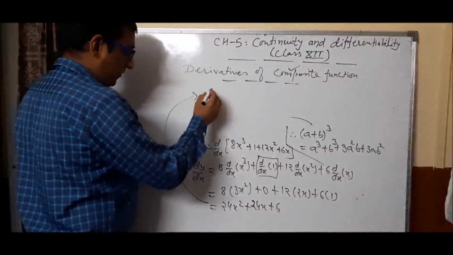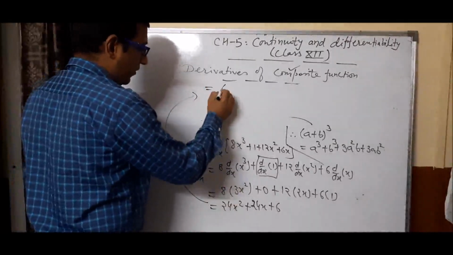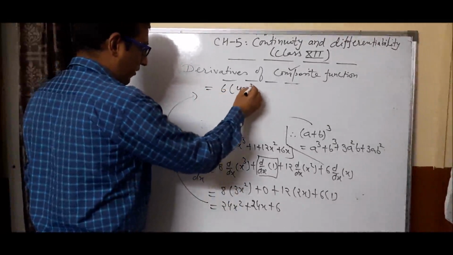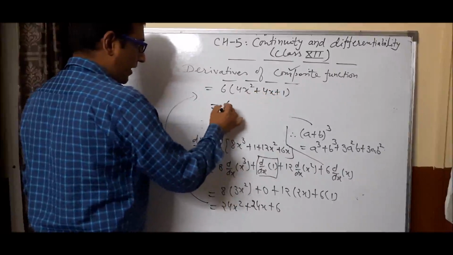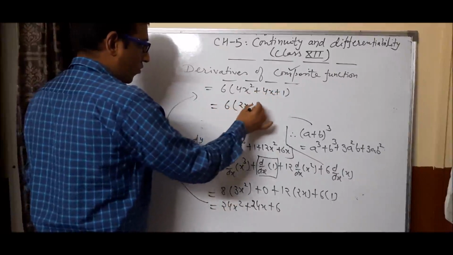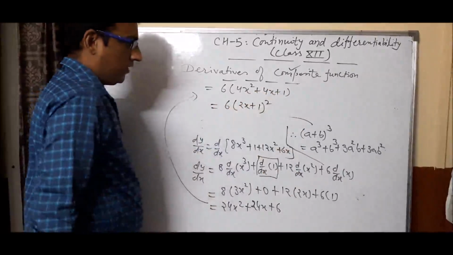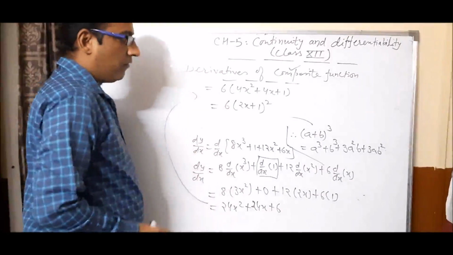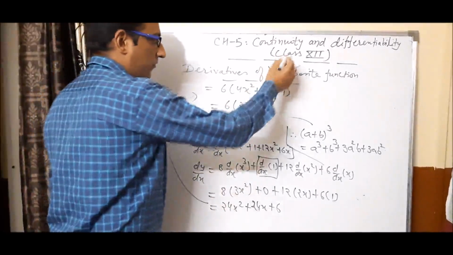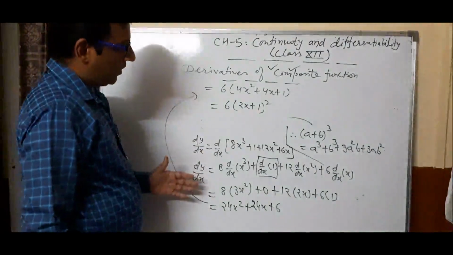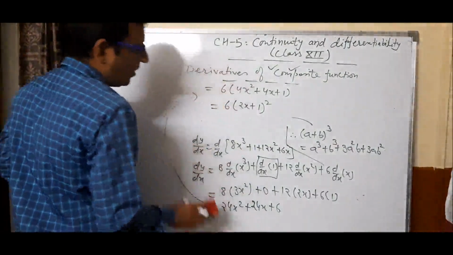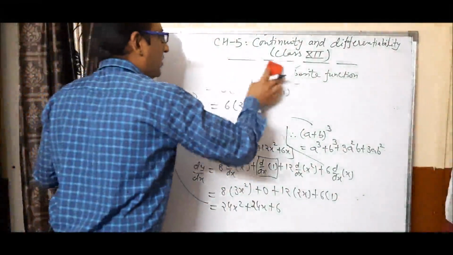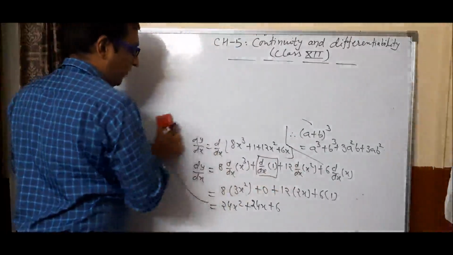After this, we can say we will take common 6, so it becomes 4x square plus 4x plus 1, and we will get 6 times the whole square of 2x plus 1. So this is the way of solving the composite function, or we can say this is the procedure for the derivation of composite function.